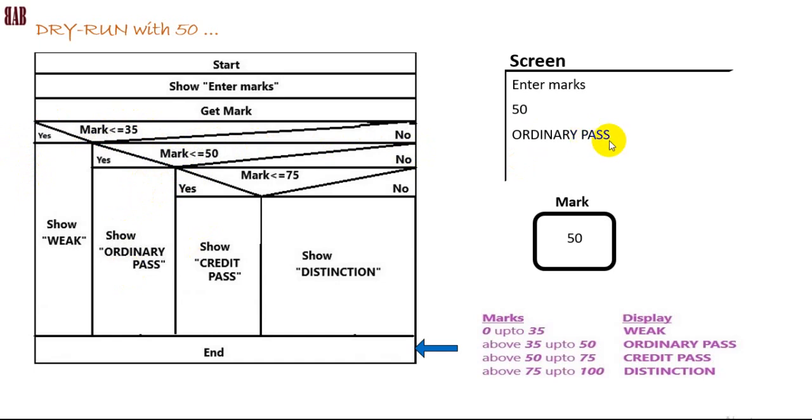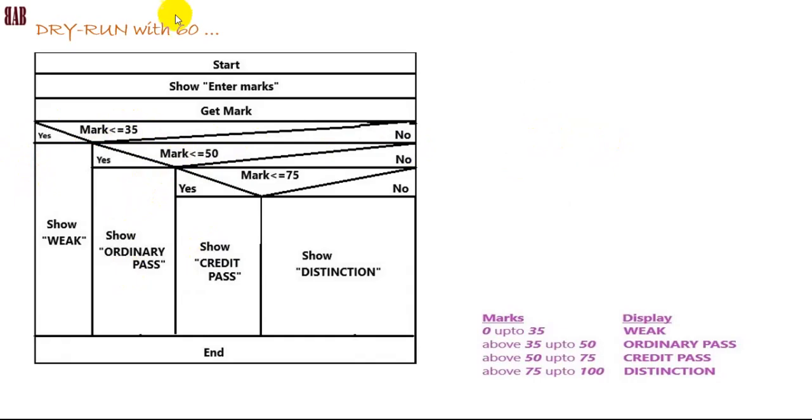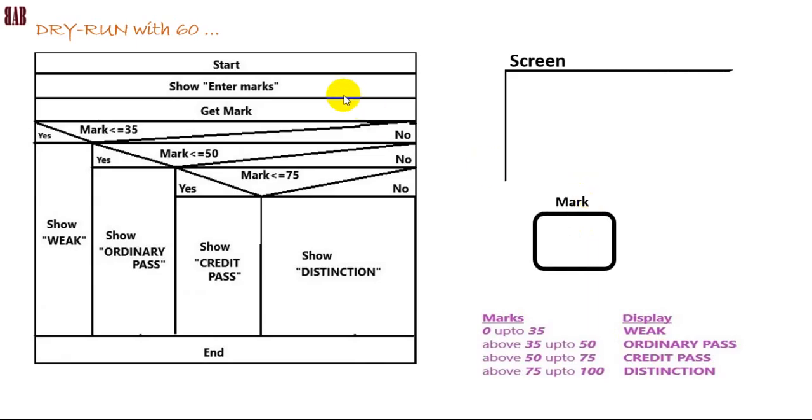Okay. So let's do another one. This time, we are going to do with 60. So 60 will be in this region, right? Above 50 and up to 75. It will be in this, so it should say credit pass. So let's see. Screen and the mark variable, you start and they show enter marks, it will display that, and you wait for the variable mark, and you also going to type 60, we are assuming. Press enter, it will come here. Okay, then after accepting that, we are going to the next line, which happens to be this.